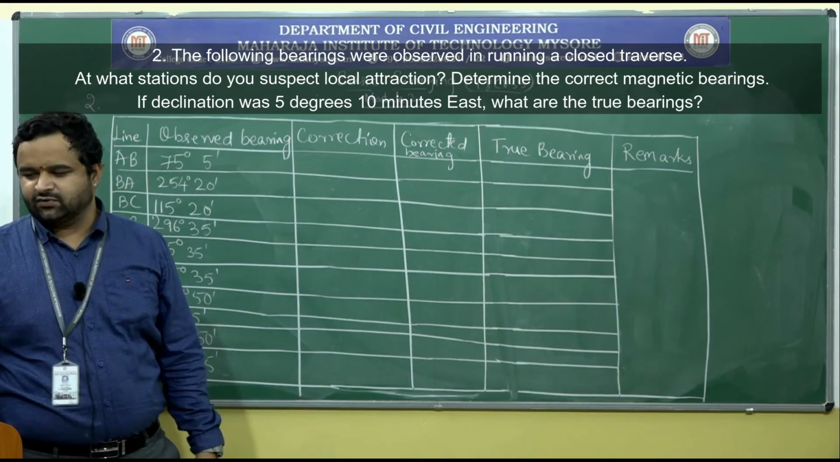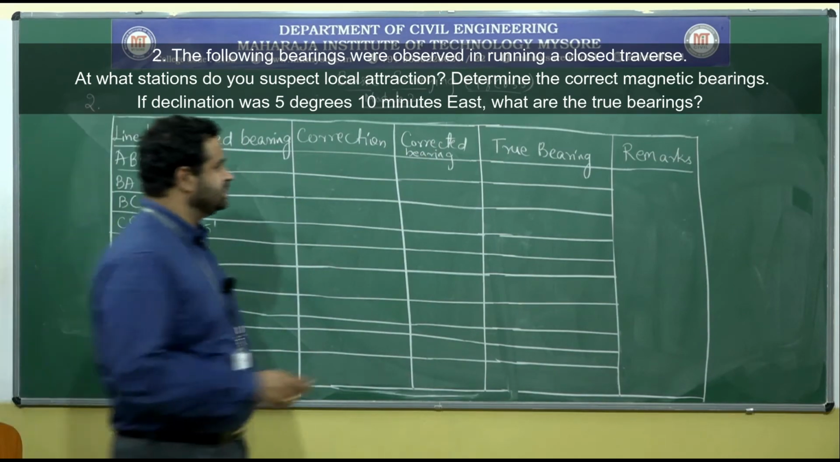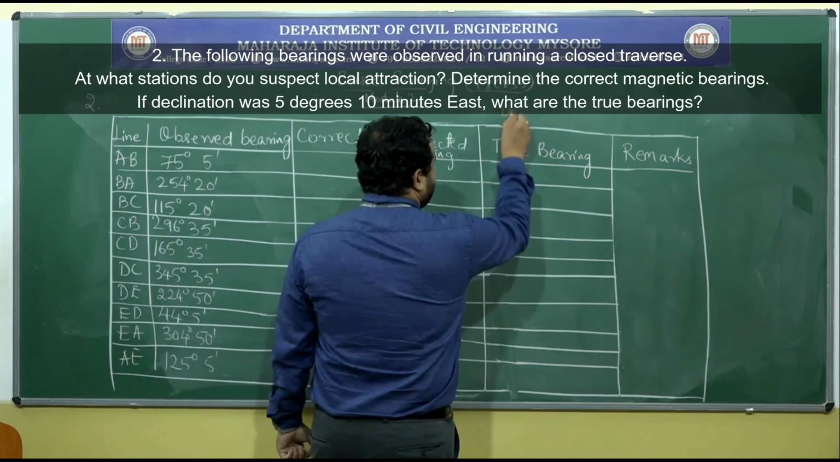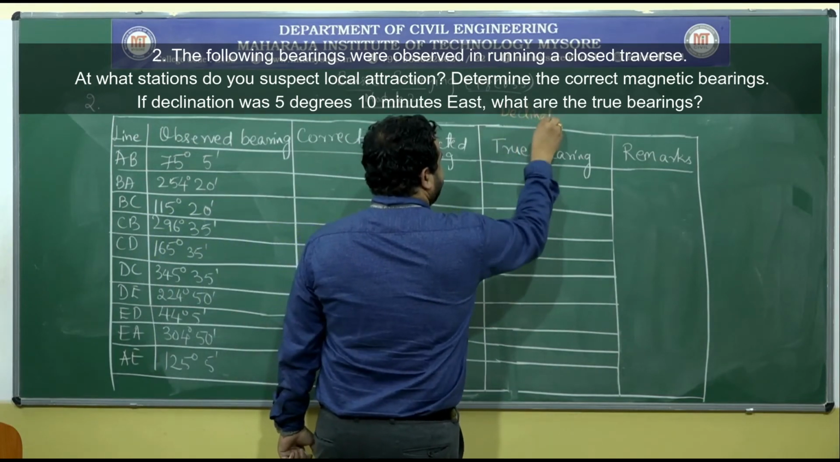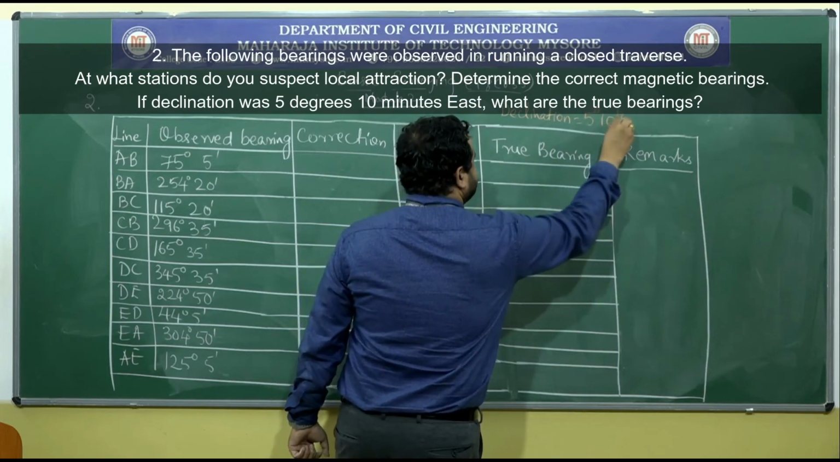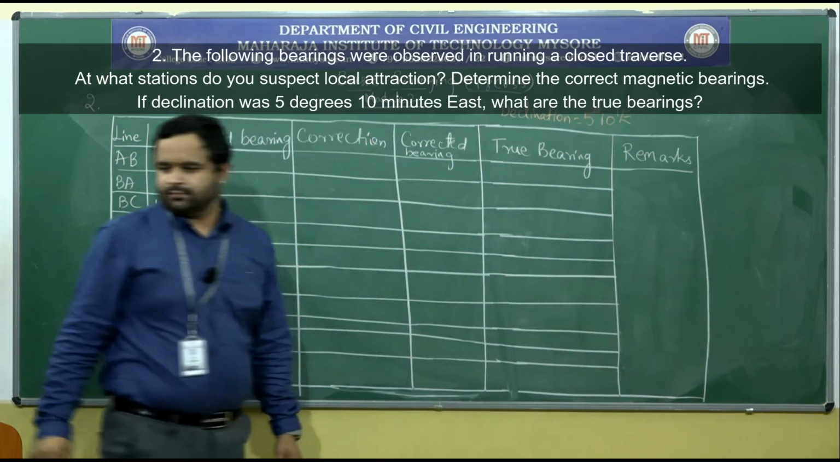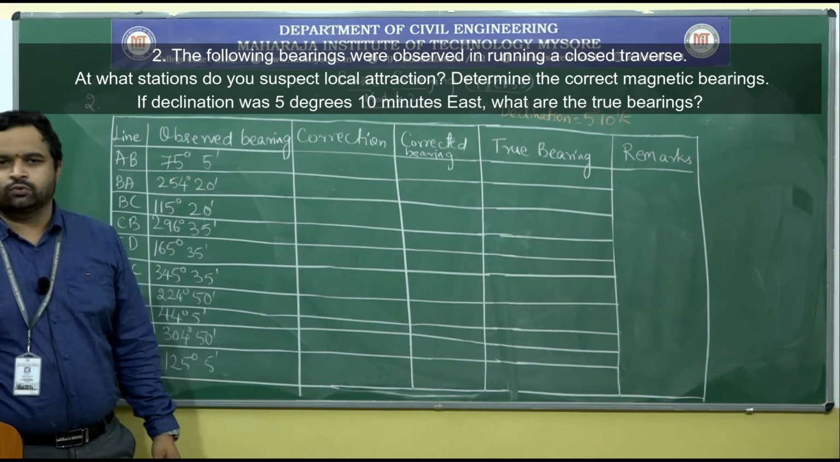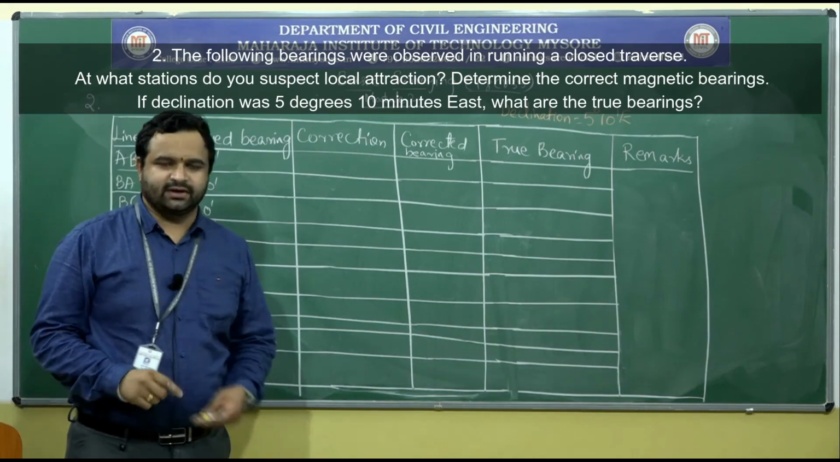If the declination was 5 degree 10 minutes east, what are the true bearings?